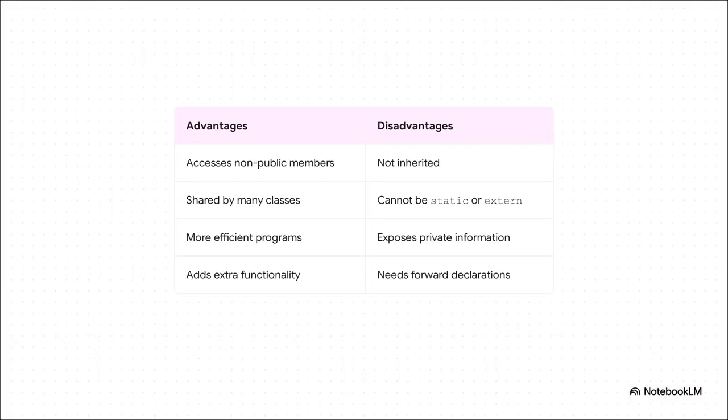This really lays it all out. The advantages are clear. You get access where you normally couldn't, you can share functions between classes, and it can make some operations more efficient. But then there are the downsides. And the big one, the one everyone talks about, is that it exposes private class information. It weakens encapsulation. It's a trade-off, really. You're giving up some of that protective shielding in exchange for more flexibility.